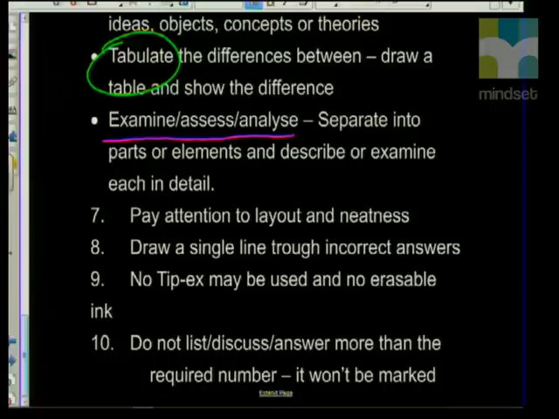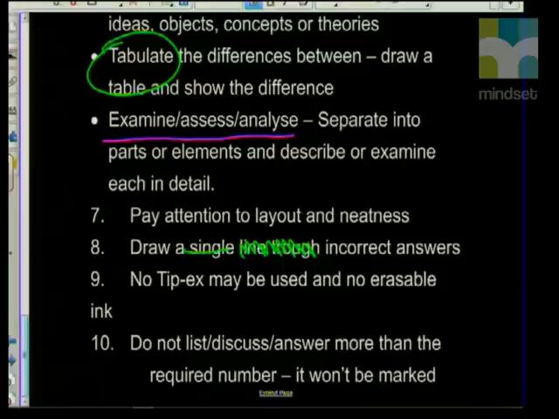Very important, if you make a mistake, just draw a single line through your work and refrain from scratching out because it doesn't make the paper look very neat. Another important thing that applies to all subjects and all papers, you are not allowed to use Tipp-Ex and you are not allowed to use an erasable pen.